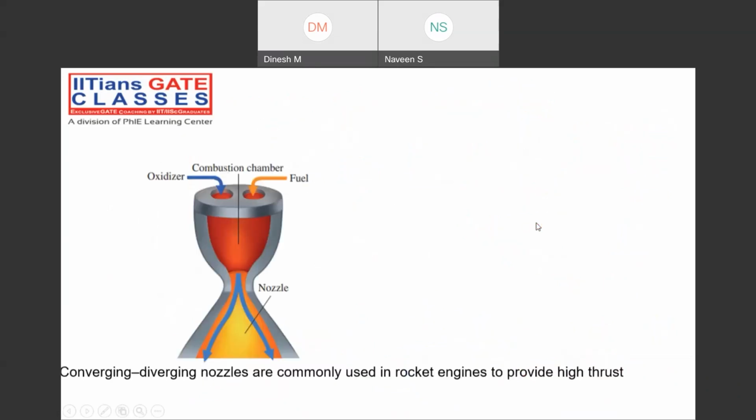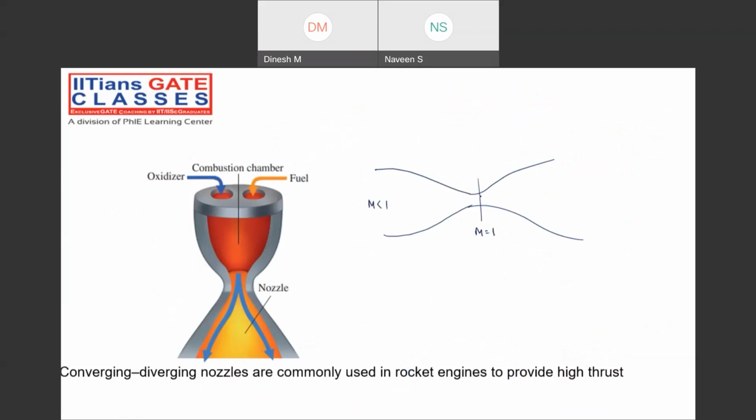And of course, you can see through this particular diagram what will happen. What is happening over here? You are taking one converging-diverging nozzle, Mach number less than 1, and here, of course, at the throat, Mach number equal to 1.